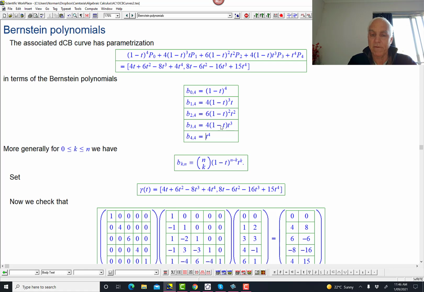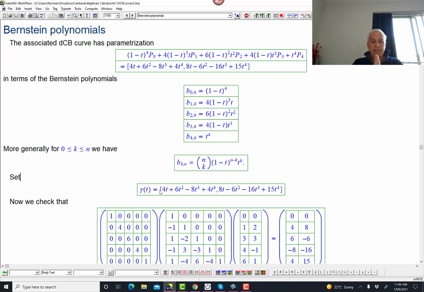So for example, if k is equal to 3, then we get 1 minus t to the 4 minus 3, that's to the 1, and we get t to the 3, and over here we get 4 choose 3, which is 4. And so here again is the curve. Let's call it gamma of t. As t goes from 0 to 1, we trace out the curve from P0 up to P4.